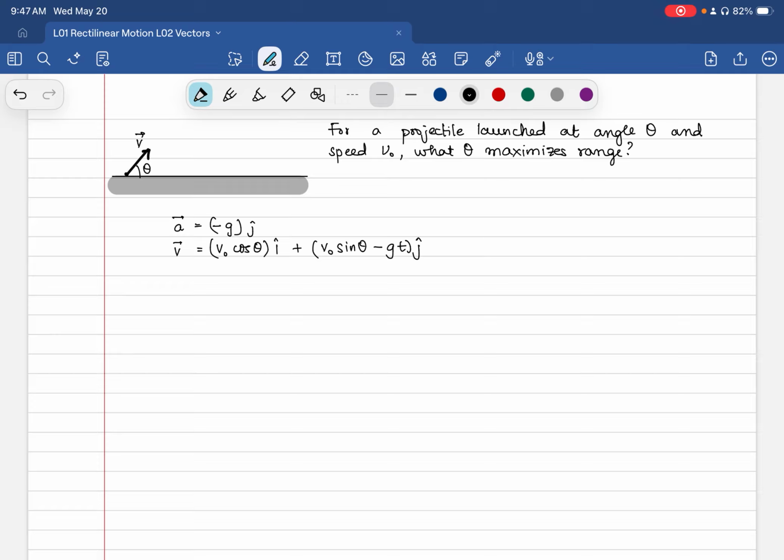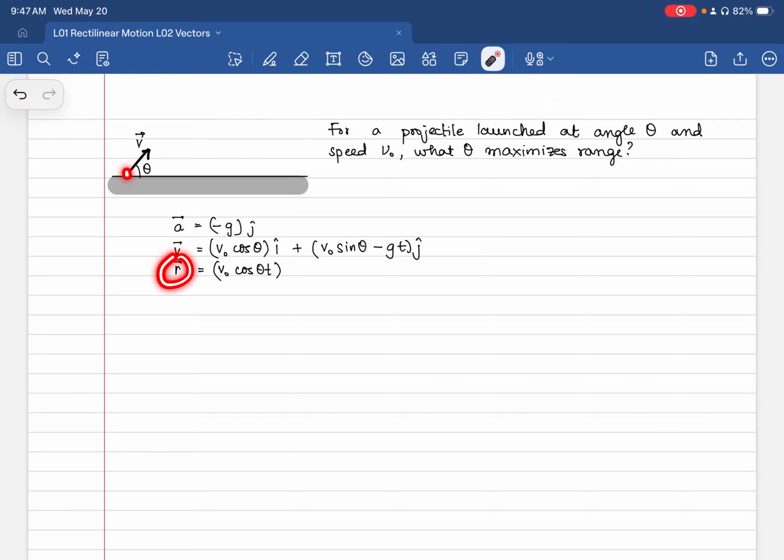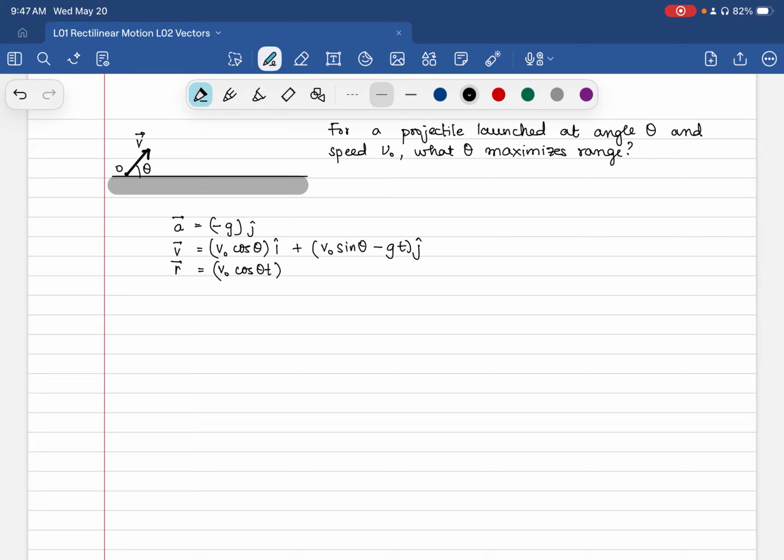Is that enough? No, the question asks you about the range. So here's your position vector for range. If you integrate, you will get v naught cos theta t. Why is it that? It's because the initial position is assumed to be 0. So it's like you defined your origin as O. And then again, along the j hat, you have that the initial position is 0. So 0 plus v naught sine theta t minus gt squared over 2 j hat.